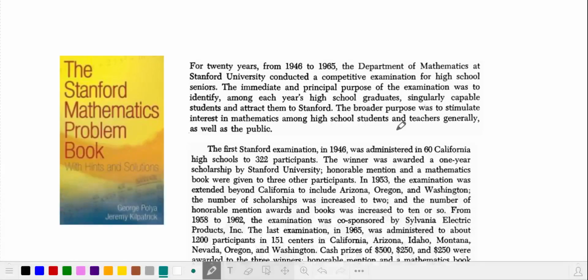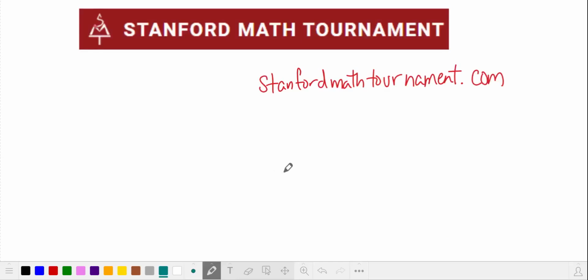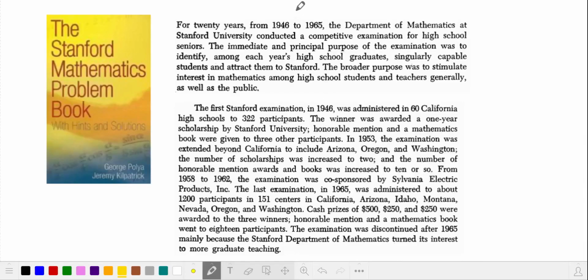I recently learned that Stanford used to produce its own math contest. If you're familiar with the Stanford Math Tournament, this is a different contest. This was offered from 1946, and they stopped doing it in 1965. It was only for seniors in high school, and the purpose was to attract them to Stanford.